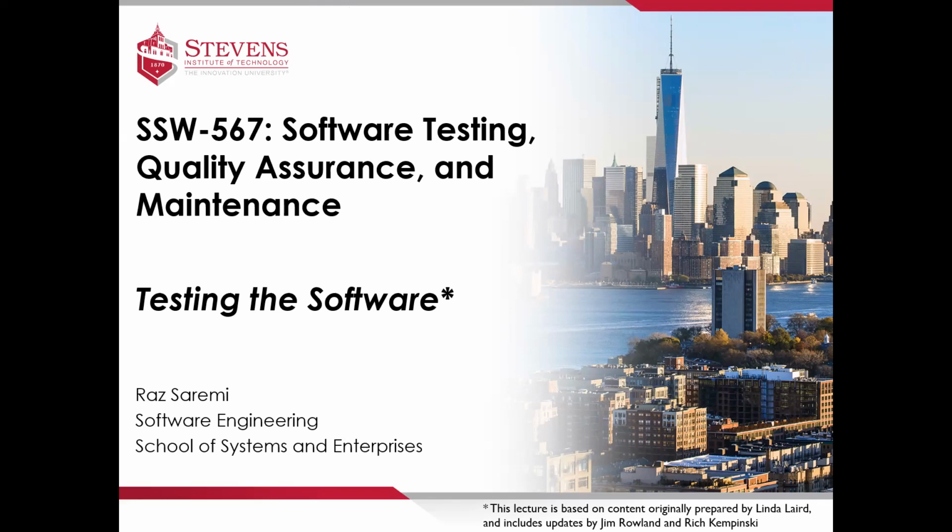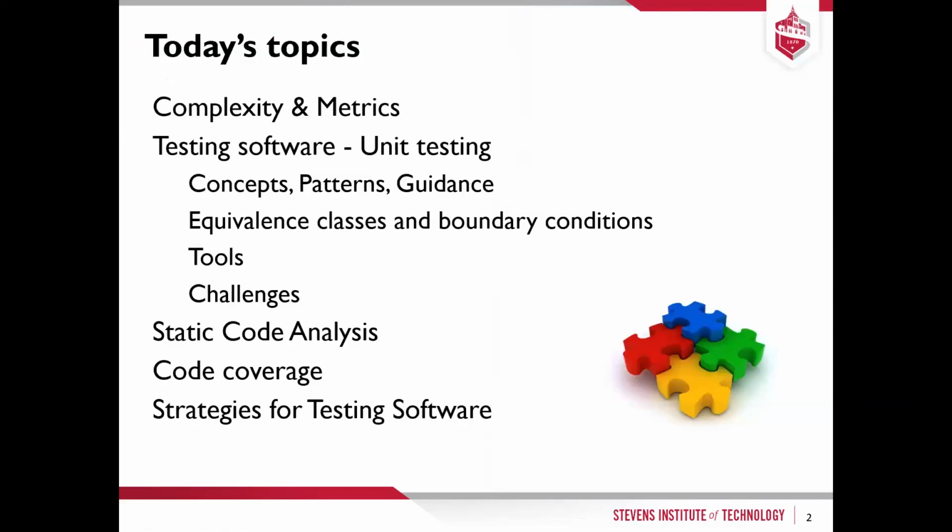This week's material was about testing the software and unit testing, how we are going to use that. During the lecture material, we covered complexity metrics, unit testing, different concepts, patterns, and guidance that we needed, equivalence classes and boundary conditions, what we need to look at, different tools that we can use, and the challenges. Also, on a separate topic, we talked about static code analysis, code coverage, and strategies for testing software.